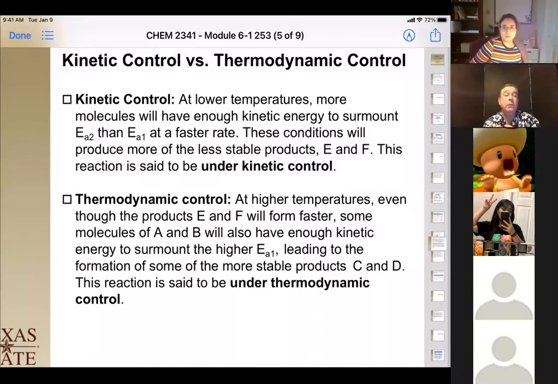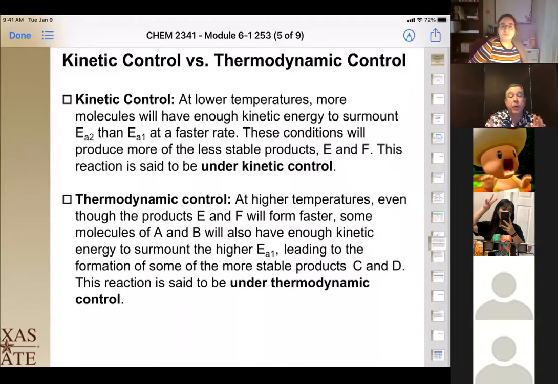Now, when you do this at that lower temperature and you're controlling that rate, you're under kinetic control. Now, it's kinetic control because the products are less stable than the system, okay? So it's faster, but less stable. That's kinetic control. But by raising the temperature, we can go to thermodynamic control, okay?